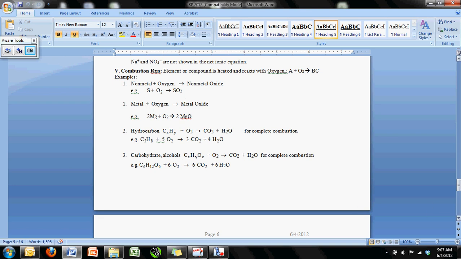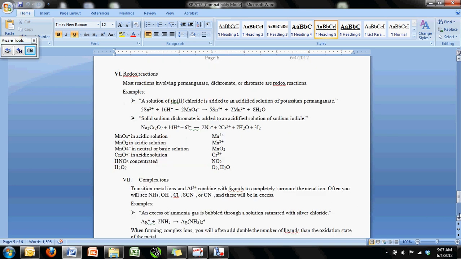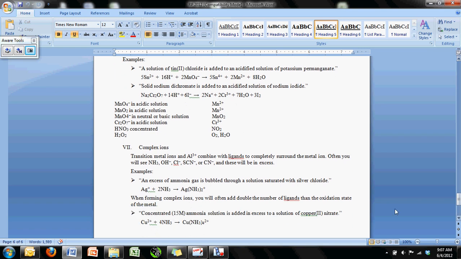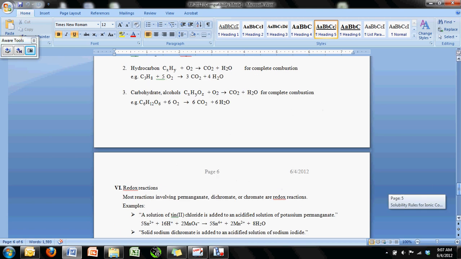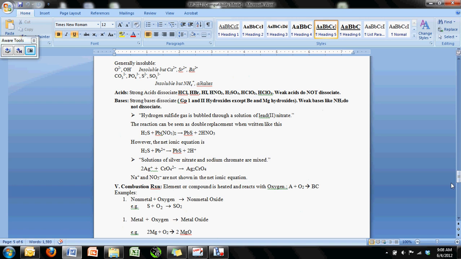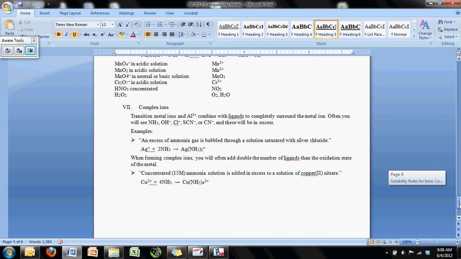And combustion reactions are rather simple. You add oxygen to whatever is being combusted. Then redox reaction and complexation we will deal with when we are doing the redox chapter and the complexation chapter. So right now the focus is on the first 5 types of reactions, and I hope through this podcast you learn how to write net ionic equations. Ultimately it is all about practice. Please do a lot of practice on writing net ionic equations.